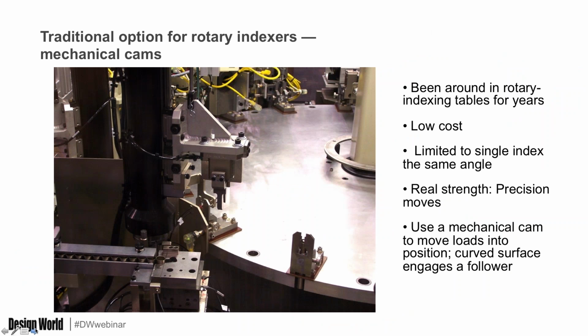These take the form of either cam drives or servo tables. The traditional option here for rotary indexers is mechanical cam indexers. Engineers have actuated rotary indexing tables with these for years. They're low cost and limited by the way they always index to the same angle, unfortunately. However, their real strength is their precision moves. Most mechanical cam indexers use one of 3 mechanical cam types to move loads into position. The cam's curved surface engages a follower for repeatable motion.